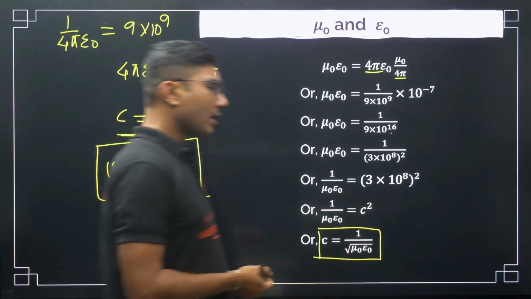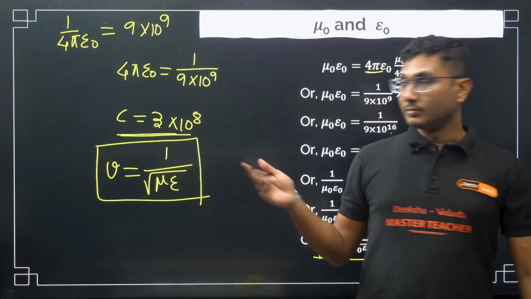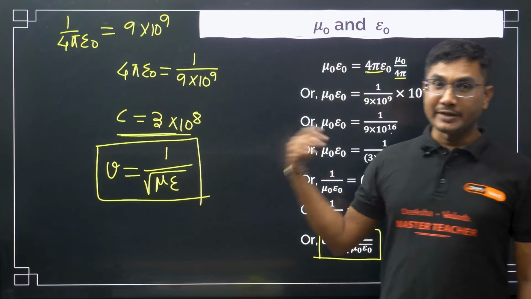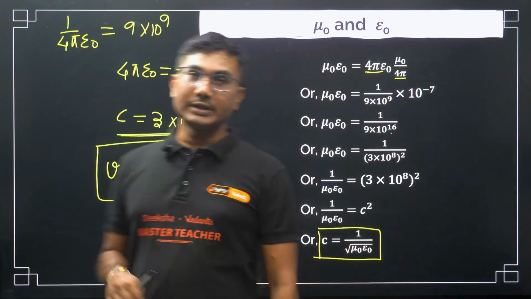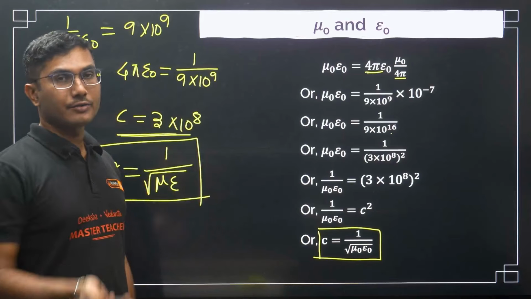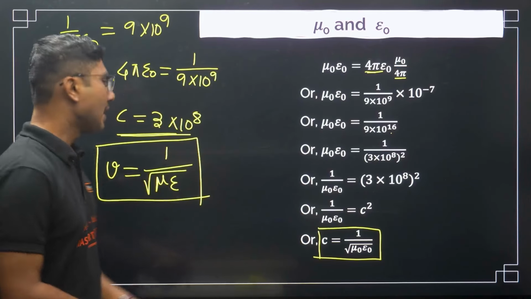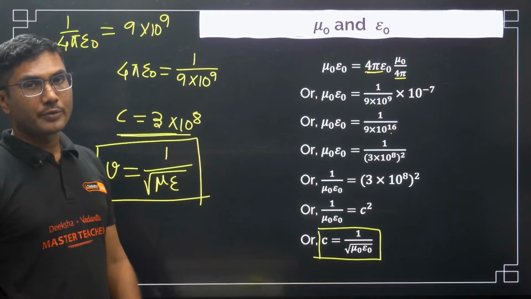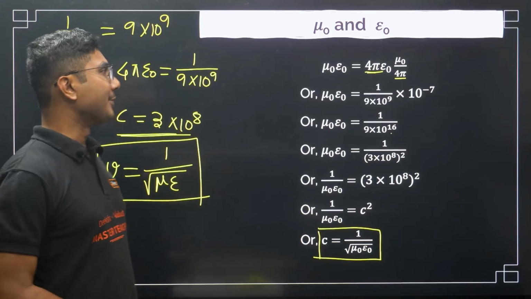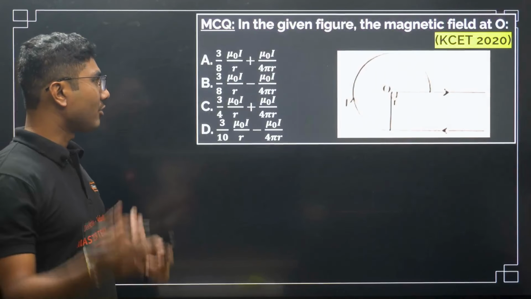in terms of relative permeability and relative permittivity, then you will see that the value is actually less than that of c. That's why the speed of light in vacuum is always the highest. In any other medium, the speed is always less than that of c. Okay, now let's solve one question.